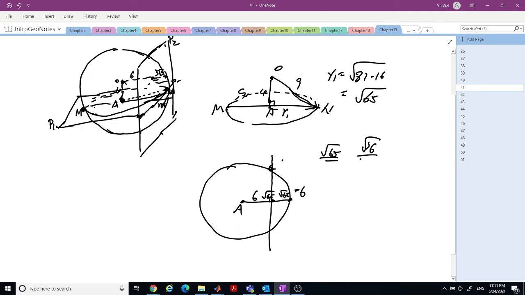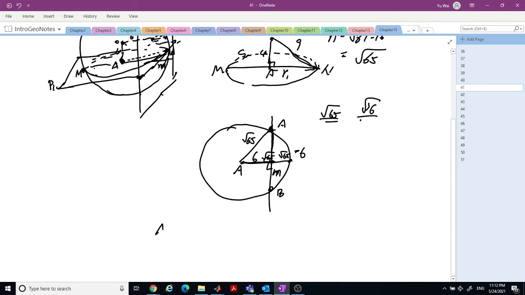Okay, then here we have the intersection points A and B, right? We want to calculate AB, and this is M, right? So now you can see we have the Pythagorean theorem, right? So this is root 65, and we want to calculate it, and we know this is 6. So now AB will be 2 times the root of 65 minus 36. So AB will be 2 times root 29. Okay, so this is AB.